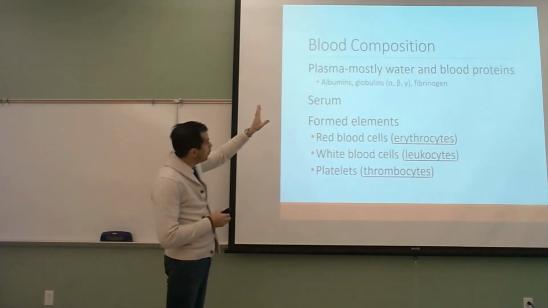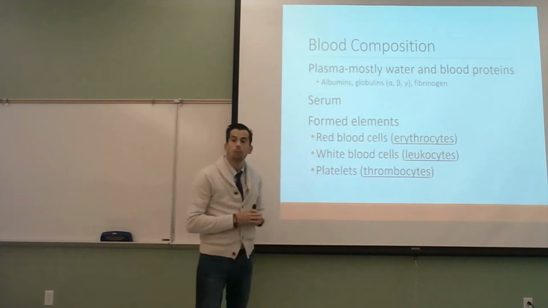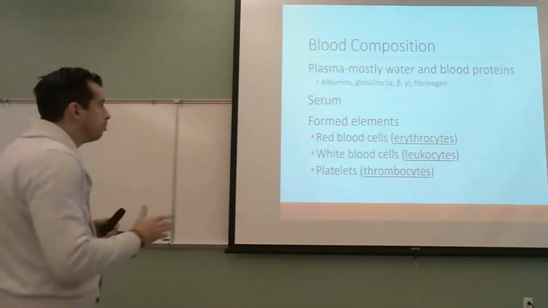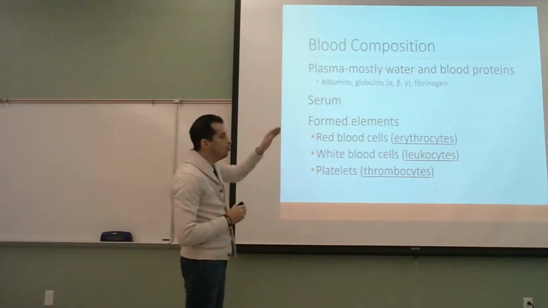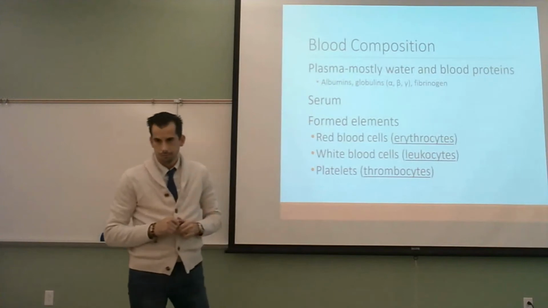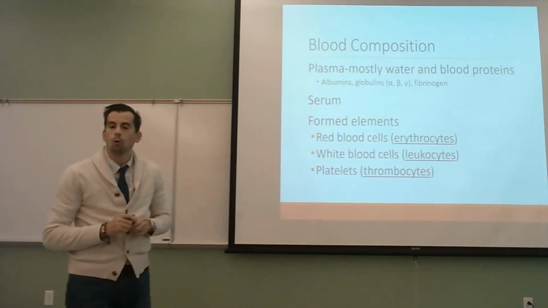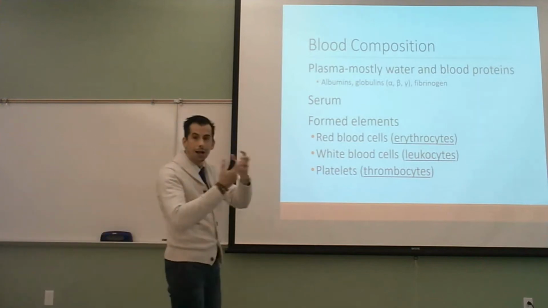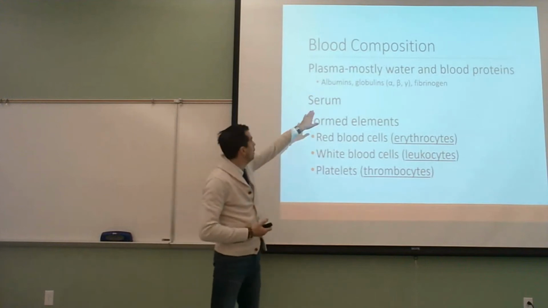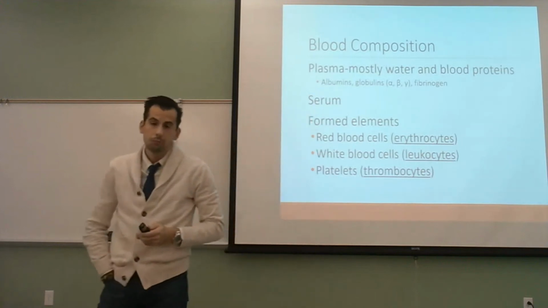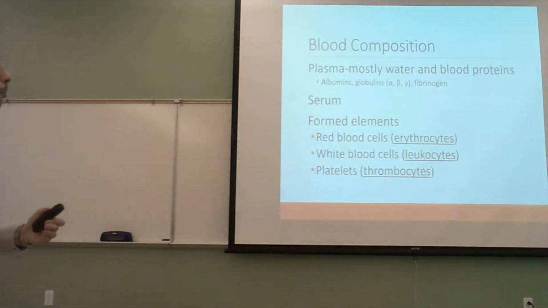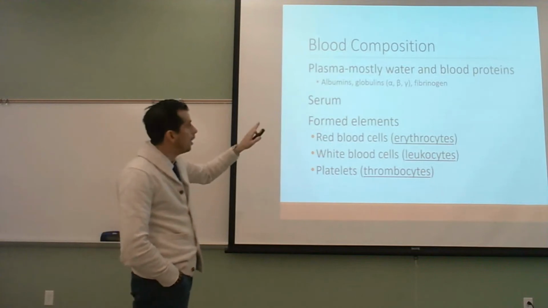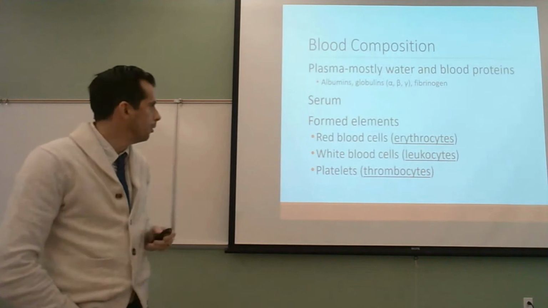Plasma will be the part of blood minus the formed elements. So it'll be that liquid component plus all the proteins. The albumins that play a role in fluid shift. The globulins that play a role in immune function. And the fibrinogen that plays a role in blood clotting. Now, if we pull the clotting factors out of that plasma, now we have serum. And serum is what you may have heard referred to when people go and donate plasma. You leave the clotting factors in there when you're donating plasma.